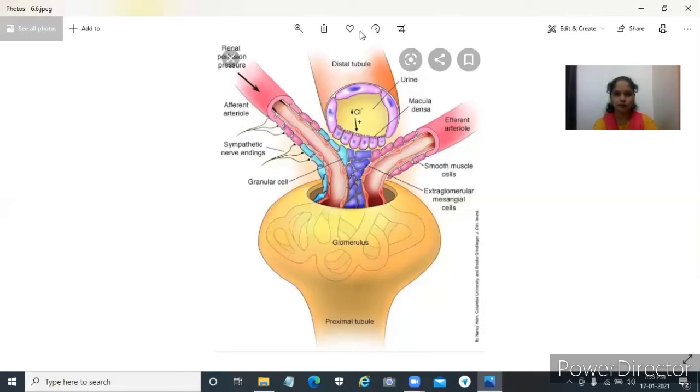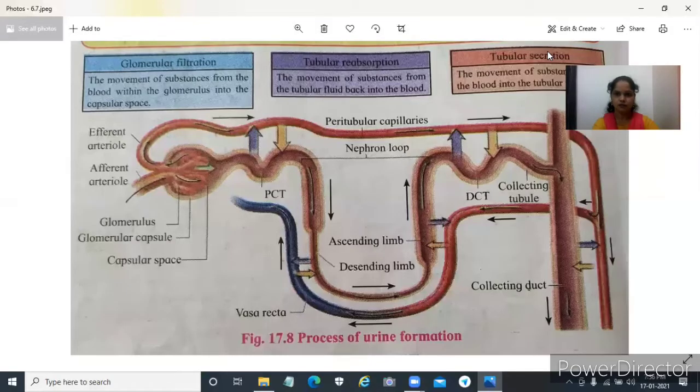Now the next one point is urine formation. This picture gives us information about the process of urine formation. The process of urine formation is also called uropoiesis. Uropoiesis, that's the formation of urine. Poiesis means formation, and uro means urine. So uropoiesis means formation of urine.